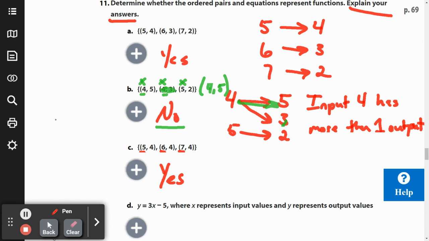It doesn't matter. Look, I have 5, 6, and 7. I got 5 going to 4, 6 going to 4, and 7 going to 4. That 5 has how many arrows? 1. That 6 has how many arrows? 1. That 7 has how many arrows? 1. Look up here. This one's not a function because the 4 has how many arrows? 2, right? One input gives me one output. Doesn't matter if it's the same one.